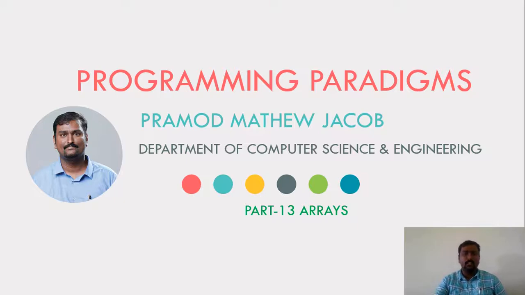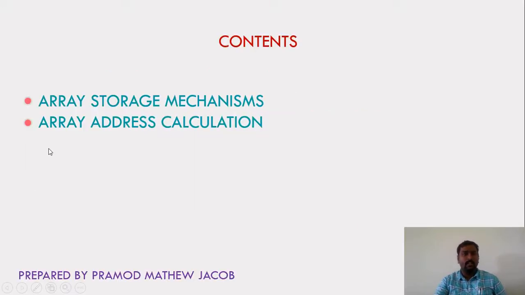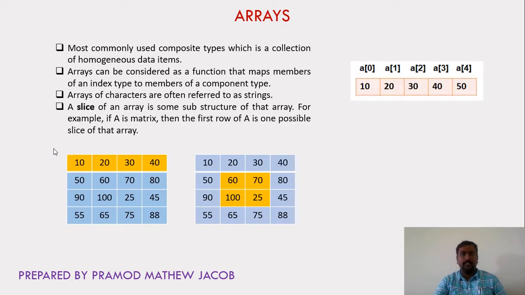Hi all. In this session we are going to learn about array storage mechanisms and address calculation in an array. First let's understand the concept of array. Array is a composite type which is a collection of homogeneous data items. Homogeneous data items means all the elements in an array should be of same data type. If we declare an integer array, then all the elements should be of type integer.